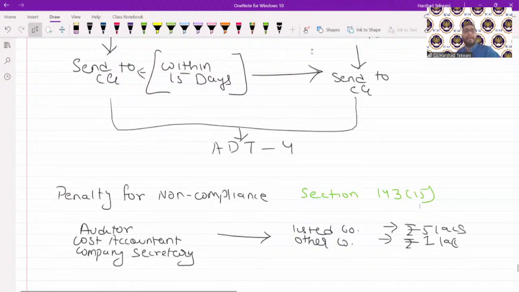And if they reply back within the first week of May, or within that 45 days period, then you need to send to the central government within 15 days. And if they do not reply back, you still need to send to the central government with a note that they have not replied back.